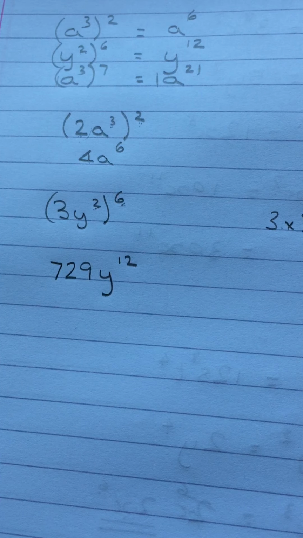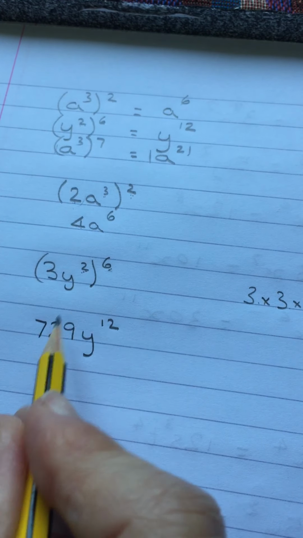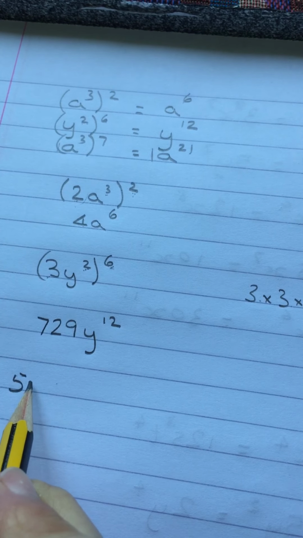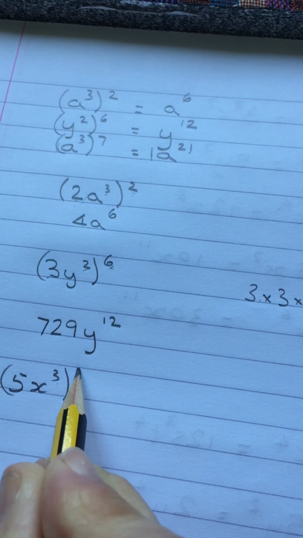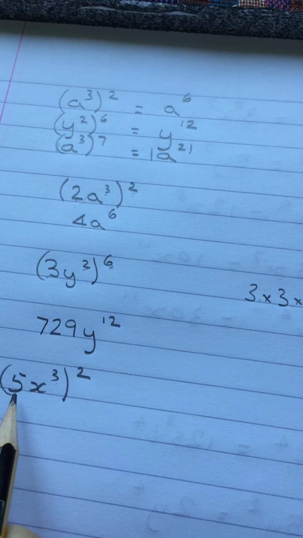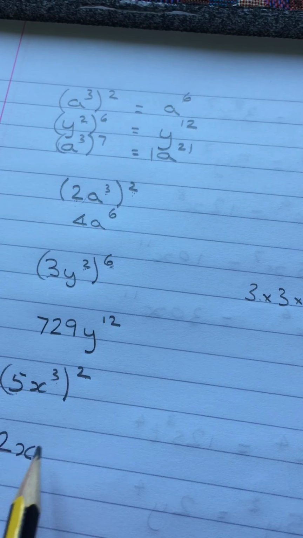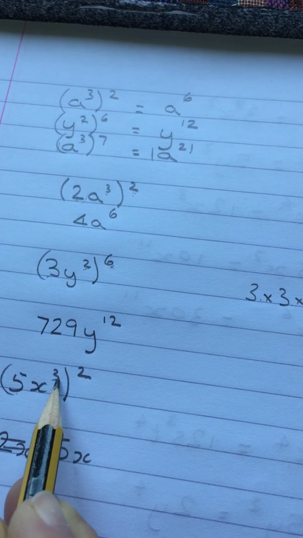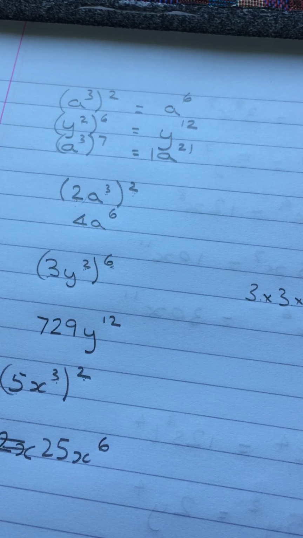Another one of those. So they're deceptively tricky, those ones, because you have to remember this bit that's acting on that. So we've got 5x cubed, all in brackets, to the power of 2. So again, this squared is acting on this 5, so 5 5s are 25. 25x to the power of, multiply those together, 6.